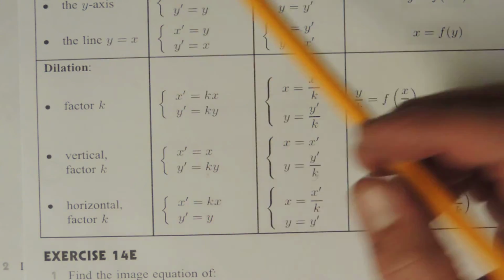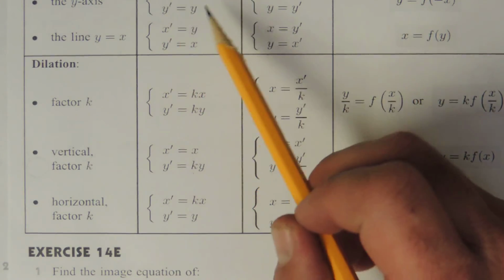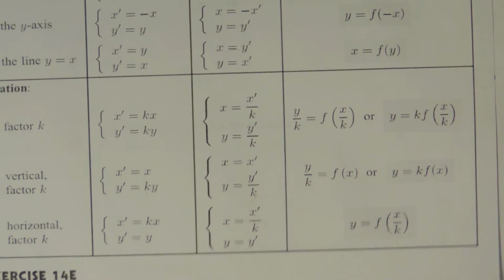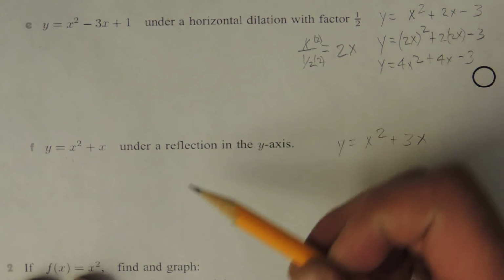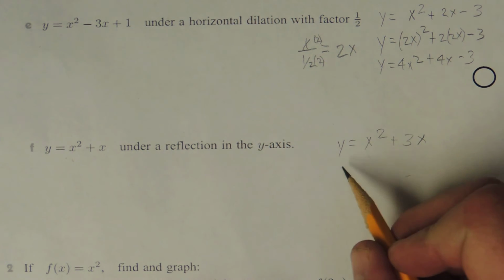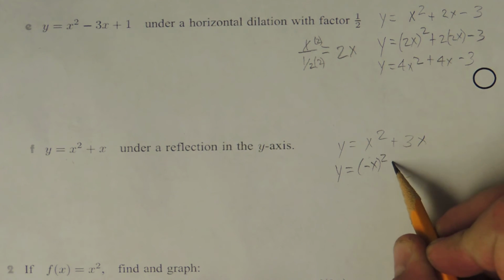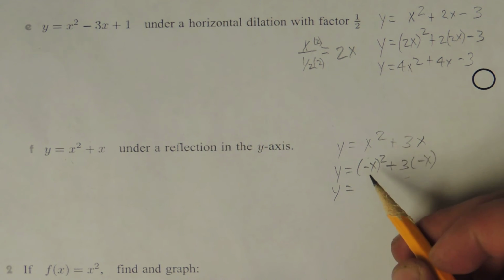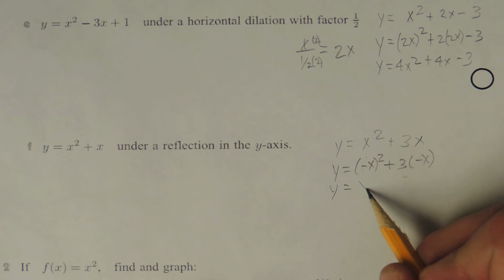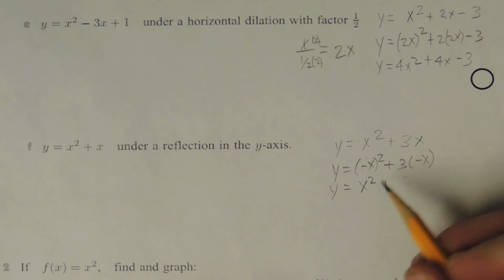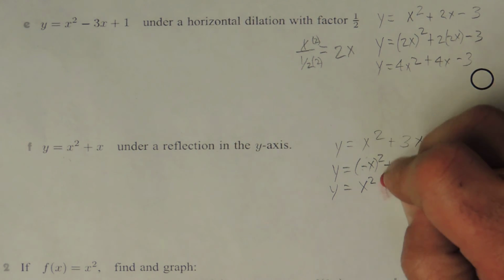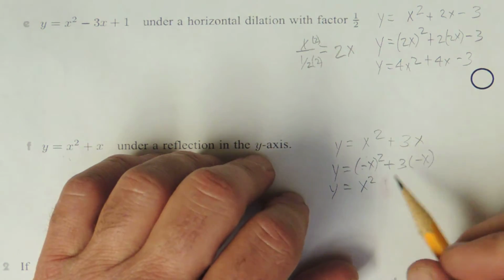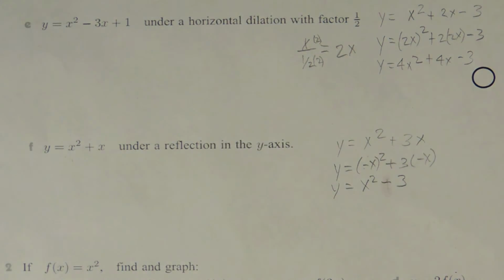For reflection about the y-axis, your new x is your old x times negative 1. And as a result, your old x is your new x times negative 1. So when I plug in my new x for my old x, I'm going to have y equals negative x squared plus 3 times negative x. And that gives me y equals negative x times negative x is going to be a positive x squared, because a negative times a negative is a positive, but when I take negative x times 3, I'm actually going to have minus 3. So I'll have x squared minus 3.